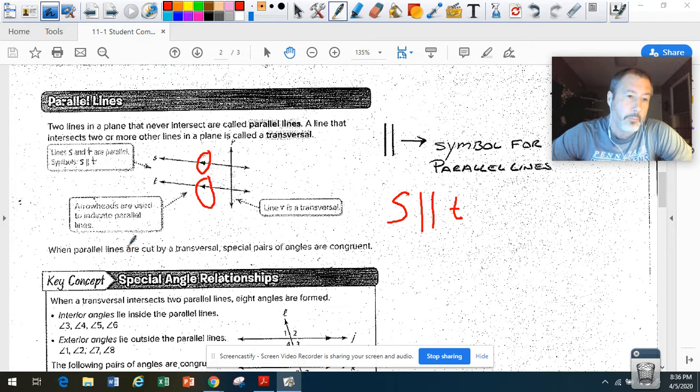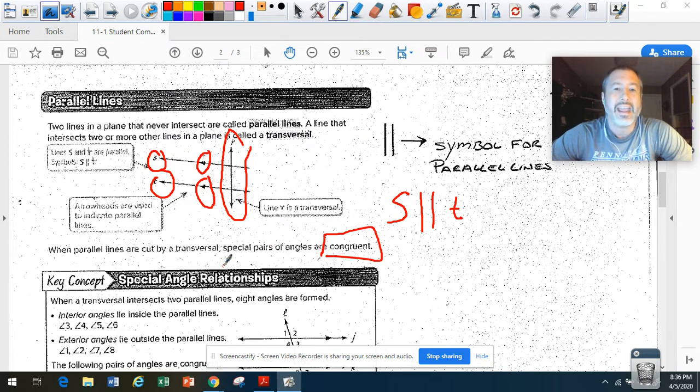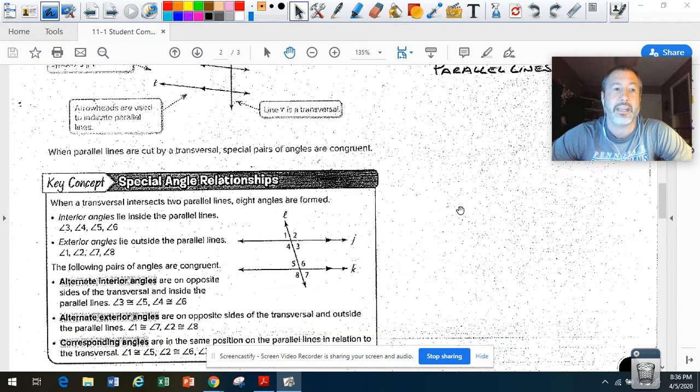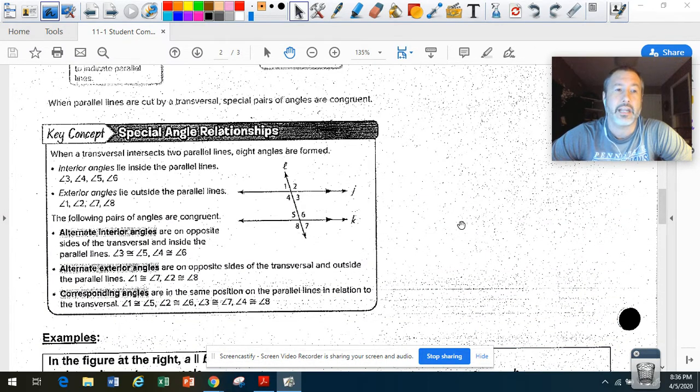It says, when parallel lines are cut by a transversal, special pairs of angles are congruent. So what we're looking at here is a set of parallel lines, S and T, cut by a transversal, and we have special congruent angles here. That's what we're going to be looking at down here. You're going to have to know these different vocabulary terms. They are very easy, but you have to understand them.